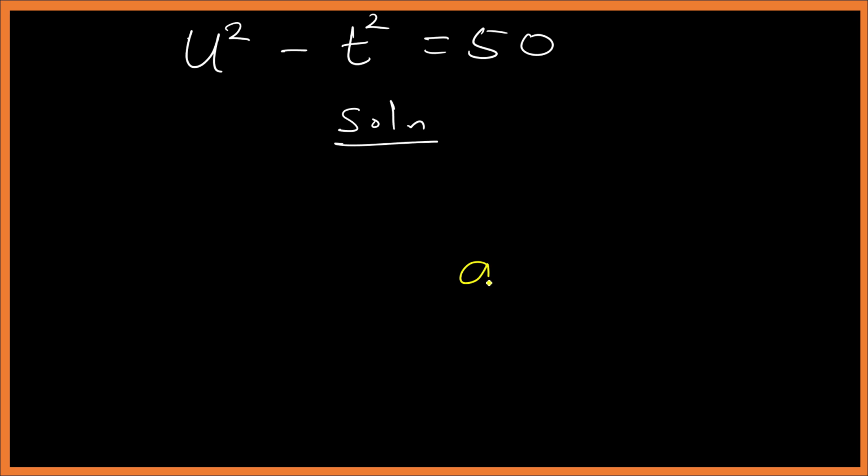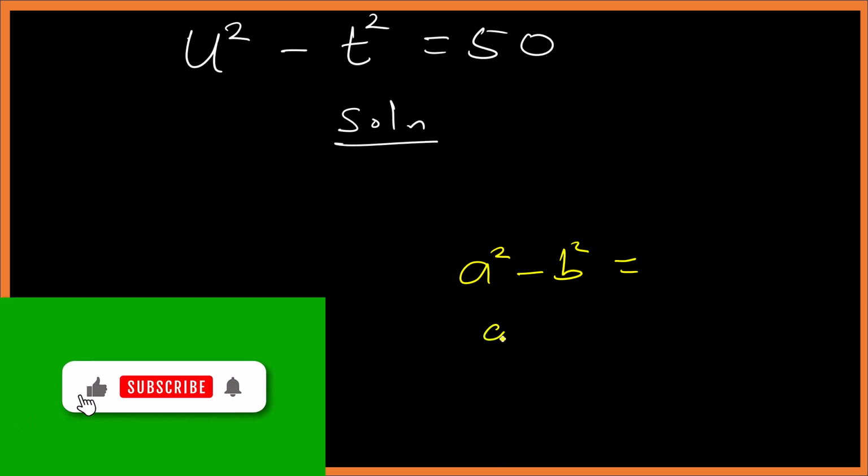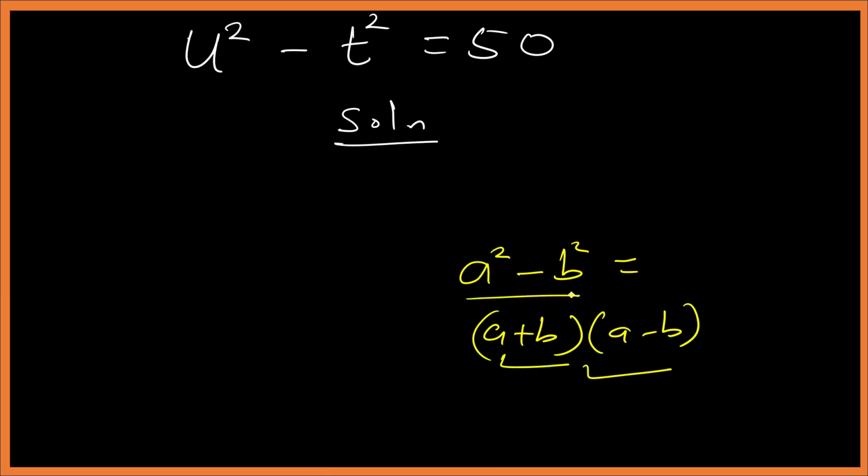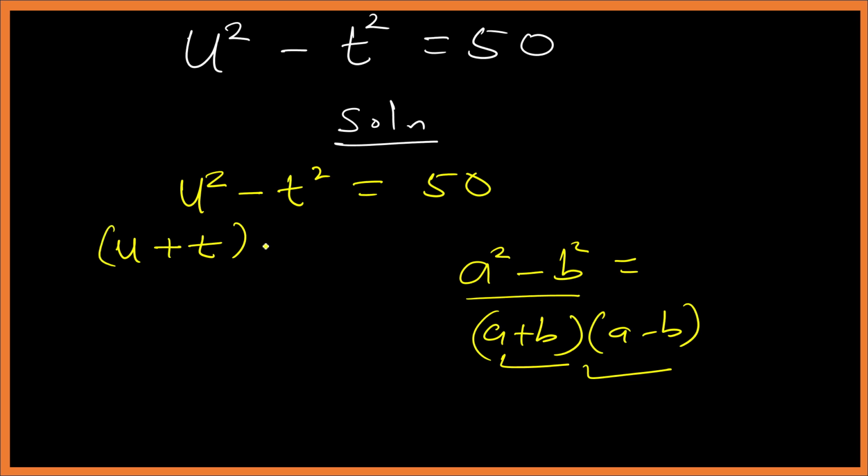Anytime we are given a squared minus b squared, this is called the difference of two squares. It's the same as (a plus b)(a minus b). When you expand this, you get this. So that is the difference of two squares. So my u squared minus t squared equals 50 is the same as (u plus t)(u minus t) equals 50.